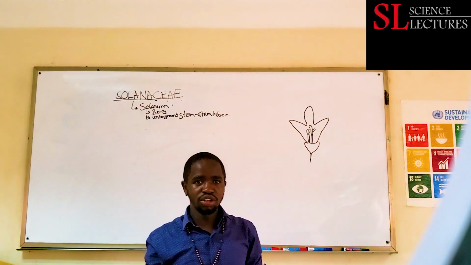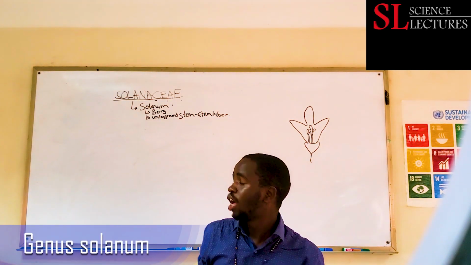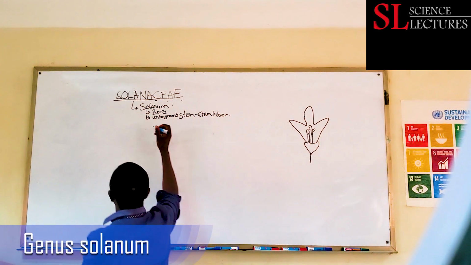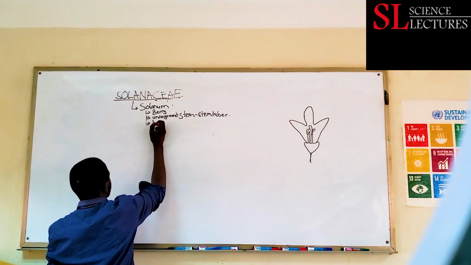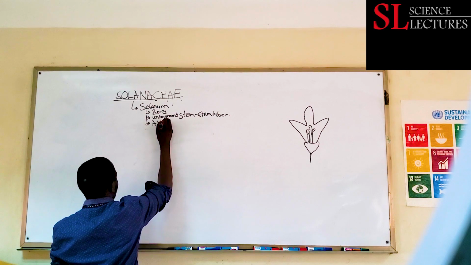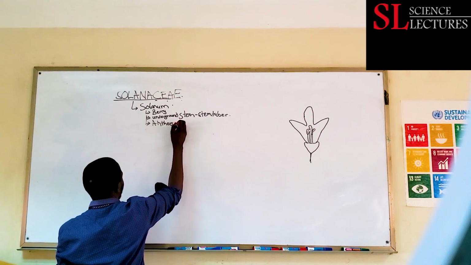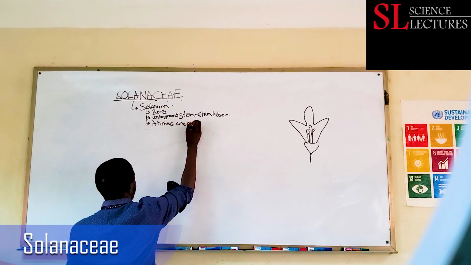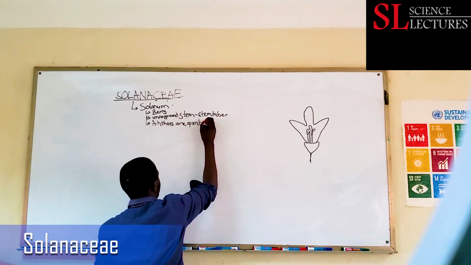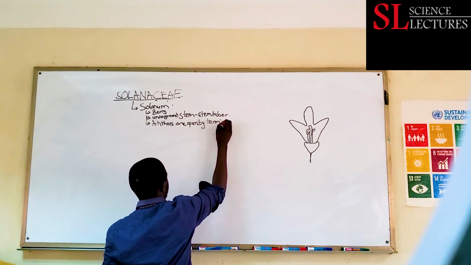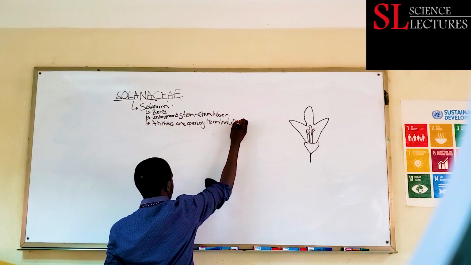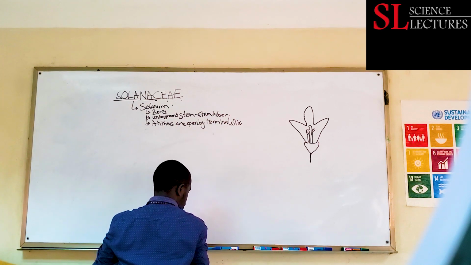A stem tuber is a solid stem that stores food for the plant. Its anthers are opened by terminal slits.